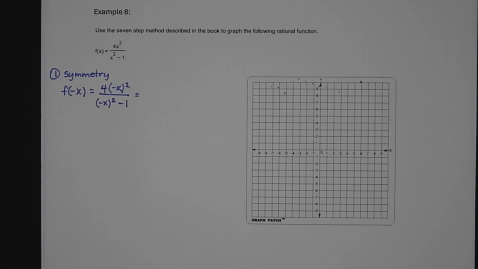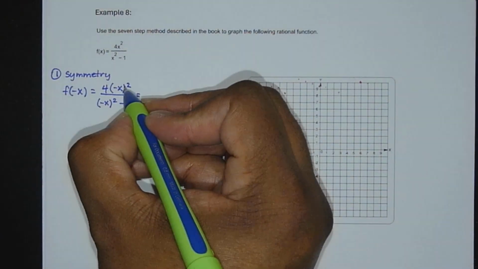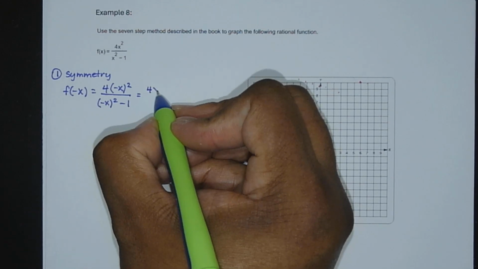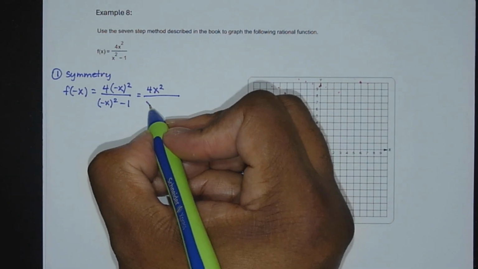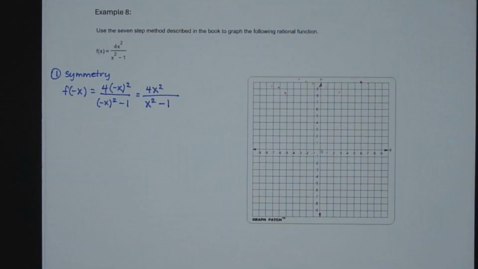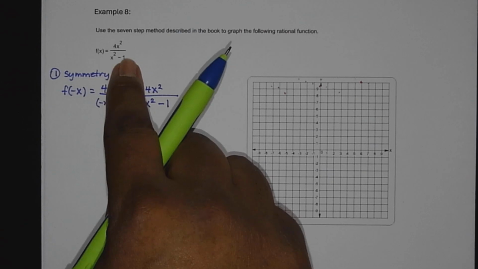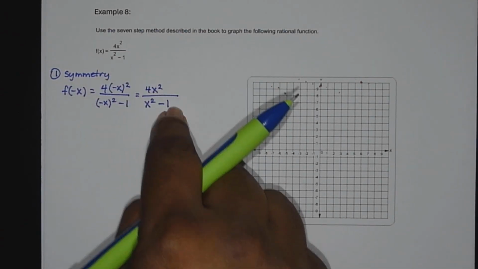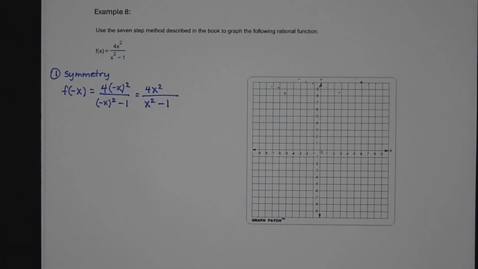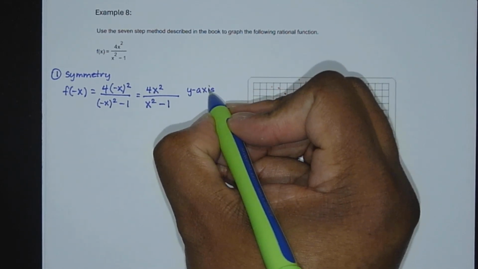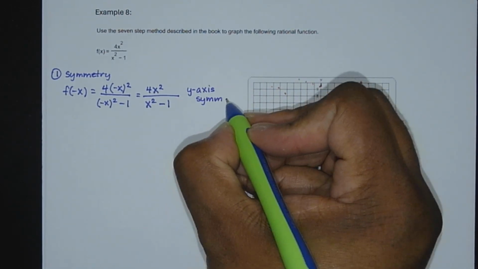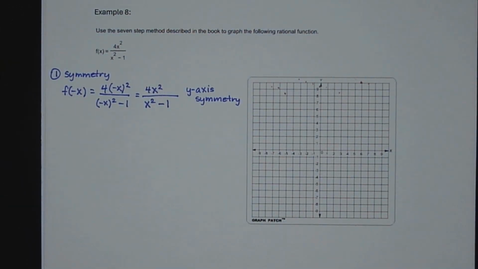Anytime you square a negative, it's going to be positive, by the way. So negative x squared will be positive x squared. So I have 4x squared in the numerator. Same holds true in the denominator. Squaring a negative is going to be positive, so it'll be positive x squared minus 1. Now compare that function, f of negative x, with f of x. I get the exact same thing. So that tells me that the graph of this function will be symmetric with respect to the y-axis. So it'll be y-axis symmetry. All right, so that's step number 1.